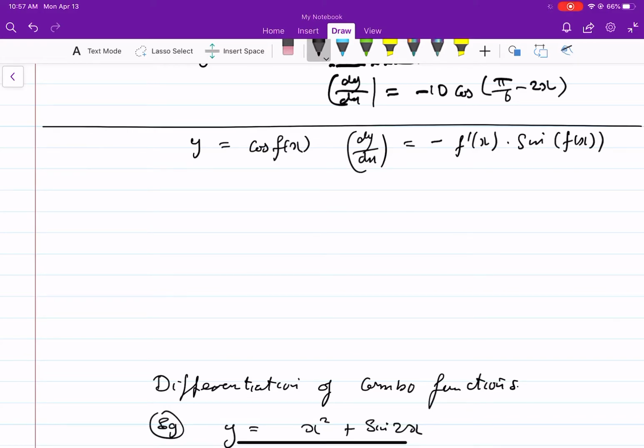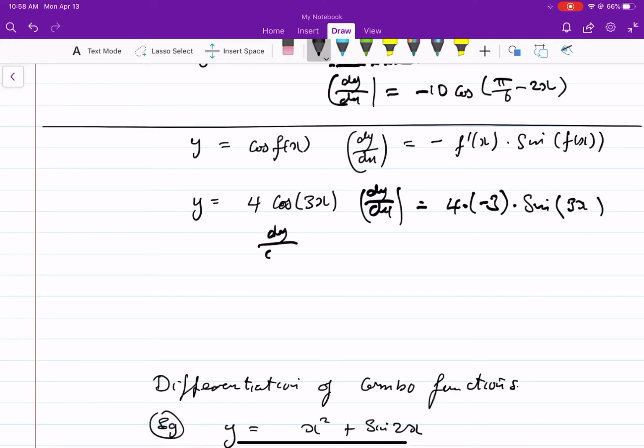Let's see how that works. If y is equal to, let's say, 4 times the cos of just 3x. Well, what's the f of x in this case? The f of x is 3x. According to the result, dy dx will be minus f prime. Well, f of x is 3x. F prime of x is just a 3. Minus f prime of x would be minus 3. Of course, I have to write back my 4 times the minus 3 times the sine of 3x. dy dx is minus 12 sine of 3x. Simple.